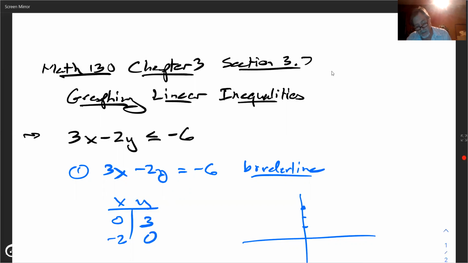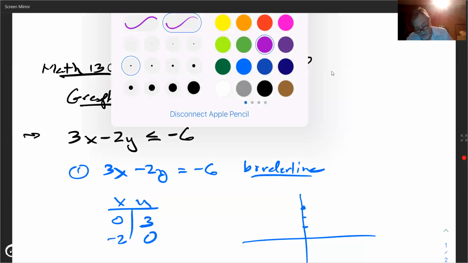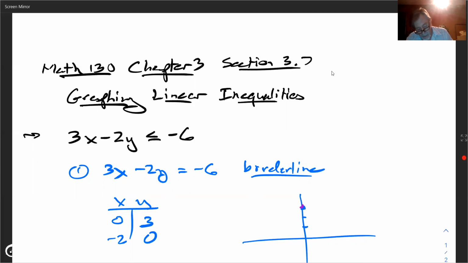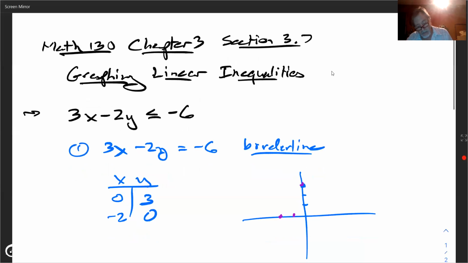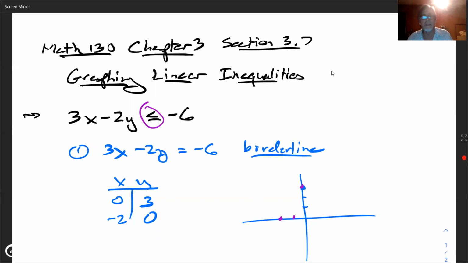Let's do this in another color. And then minus 2, 0, there it is. And now I'm about to graph it, but there is one thing to consider, and it has to do with this symbol right there. Is it less than or equal to? Is it greater than or equal to? In other words, is it equal to, or is it just strictly greater than?